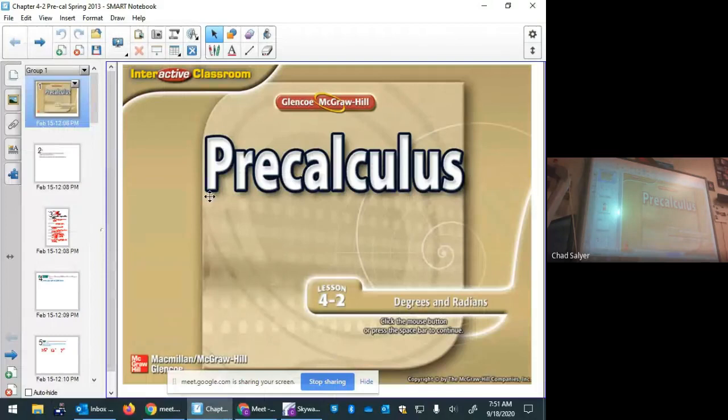All right, ladies and gentlemen, so chapter 4, part 2, degrees and radians. I'm also going to explain how the rest of the unit circle is developed from what we made yesterday.